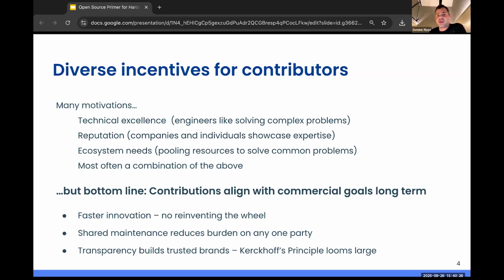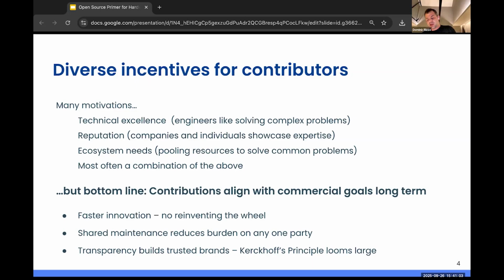Sometimes people do it out of a desire to meet an ecosystem's needs. I would say BoringSSL or OpenSSL are pretty good examples of this. So pooling resources, or focusing effort into a single implementation to solve very hard problems. But most of the time, it's really a combination of the above. And almost universally, these contributions align with commercial goals long term. So a lot of different factors, but often a commercial overlay that provides the financial support necessary to sustain a long-term effort.